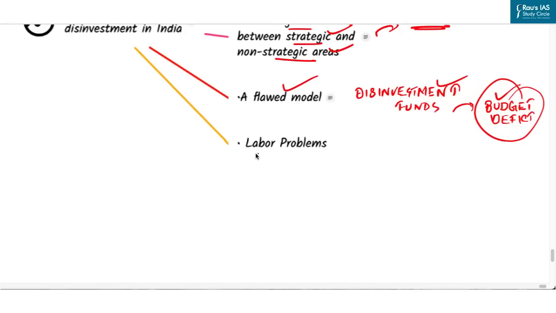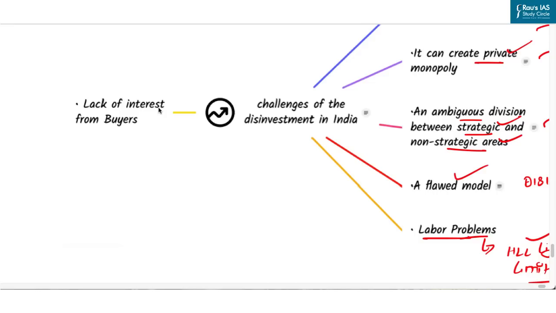The next challenge is labor problems. Disinvestment can also result in labor problems. How is this a challenge? Because employees of public sector companies may worry about losing their jobs or seeing their pay decrease once these companies are sold. An example of this is the recent disinvestment move of the government to privatize HLL Lifecare Limited, which received labor protest movements. Another challenge is lack of interest from buyers.